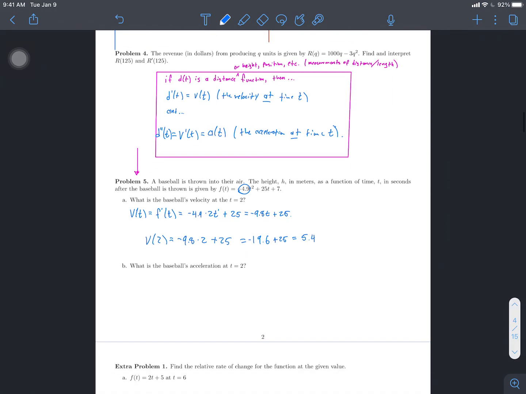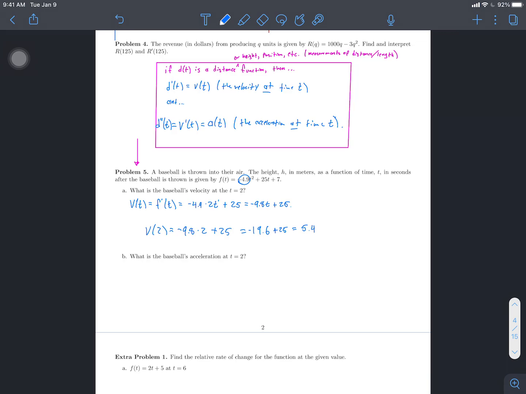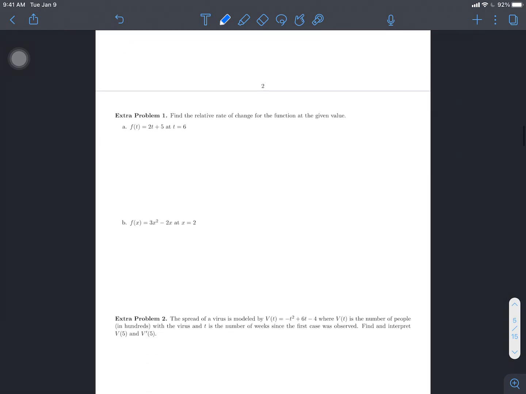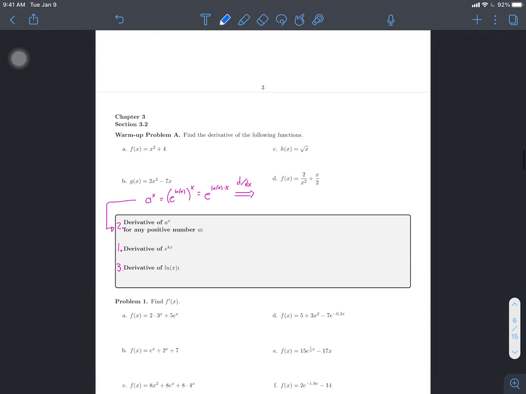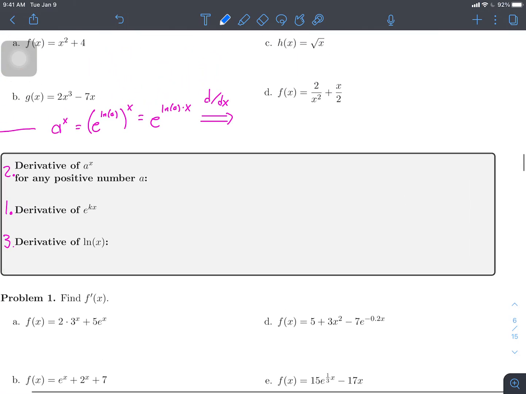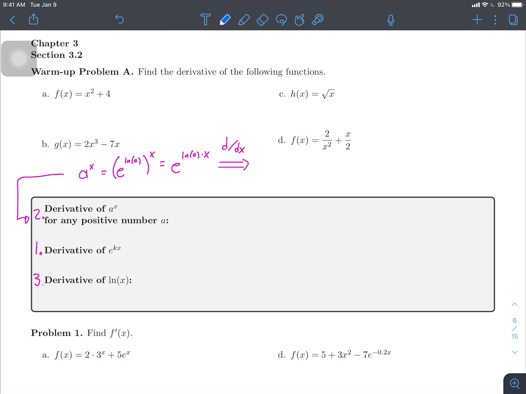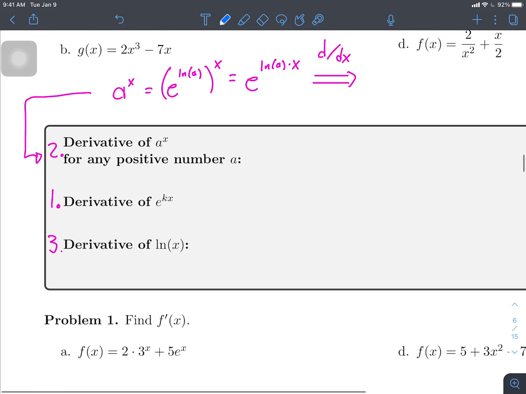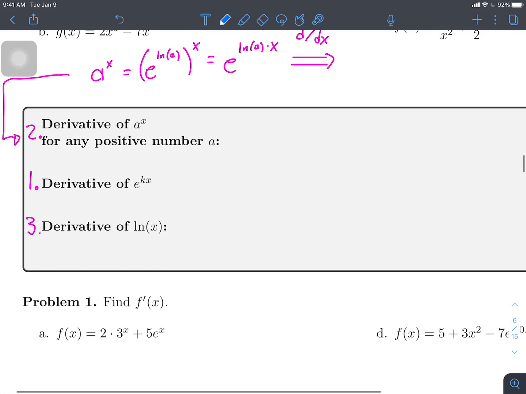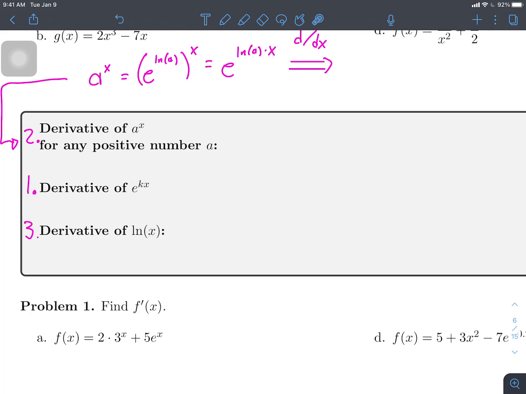All right, any questions on that problem? All right, great. Then I'm going to move on to the next section. And the next section is we get some new derivative rules. Okay, so we're not going to do this warm-up problem, but we are going to do these new rules, okay, which is all about how to do the derivatives of exponential functions and logarithmic functions.